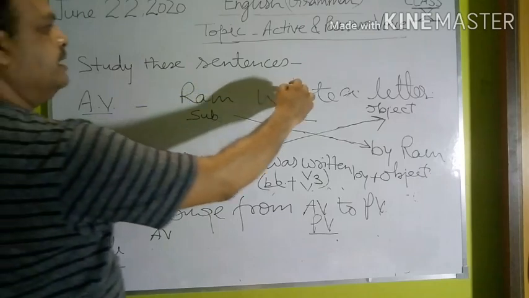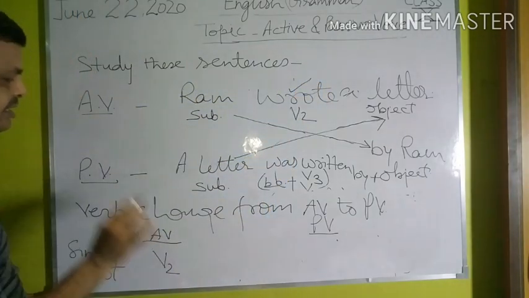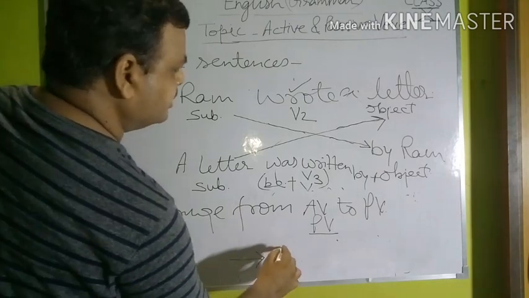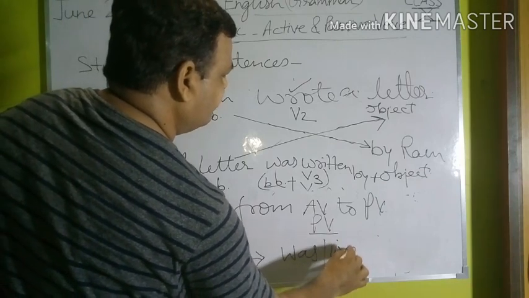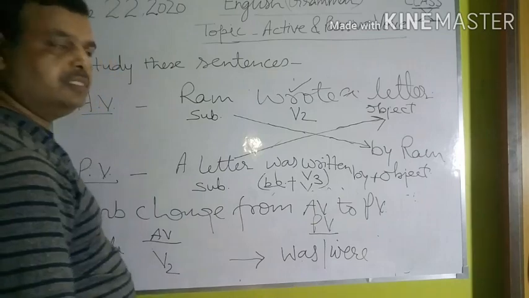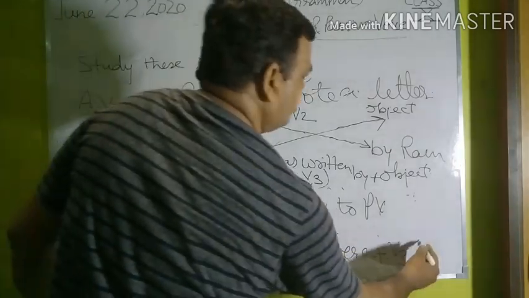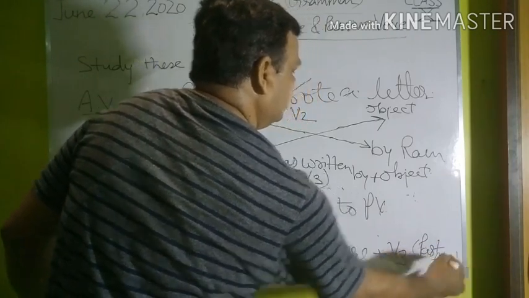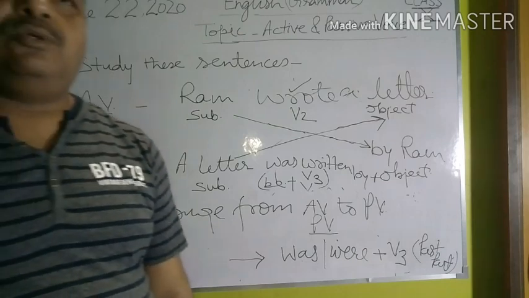As you can see here, in the active voice the second form of the verb is used. How is it changed in passive voice? In passive voice, it is followed by a helping verb, was or were as required by the subject, and then the third form of the verb. This is also called past participle. I have already told you about past participle. So in this way we can change a simple past tense sentence into passive voice.